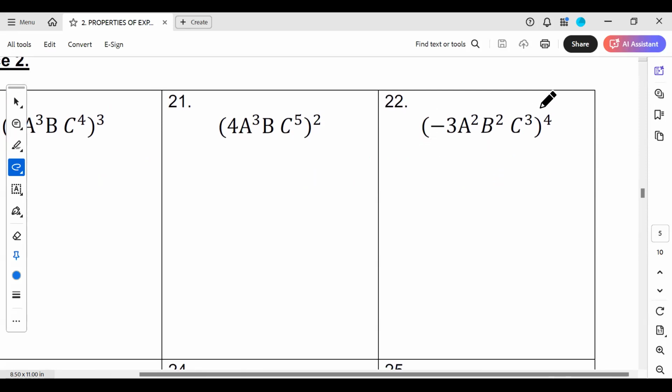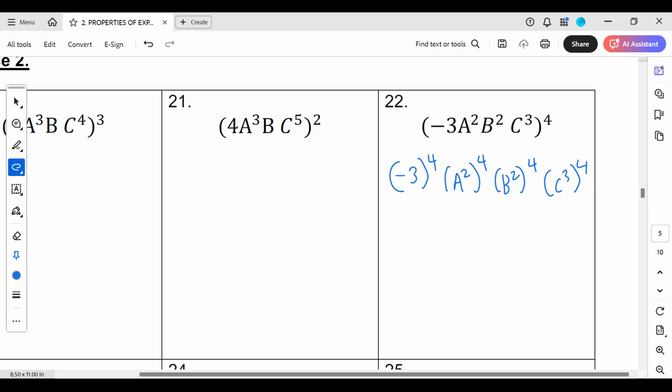Number 22. Anytime there's an exponent outside of parentheses, it must apply to each factor in the parentheses. How many factors do I have in this parentheses? 4. So that means -3 in parentheses is going to the 4th power. A squared is also going to the 4th power. Then B squared is also going to the 4th power. And then C to the 3rd power is also going to the 4th power. Now I'm about to do -3 to the 4th power.